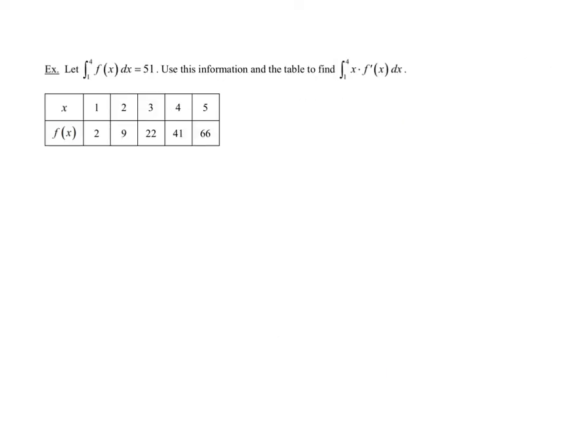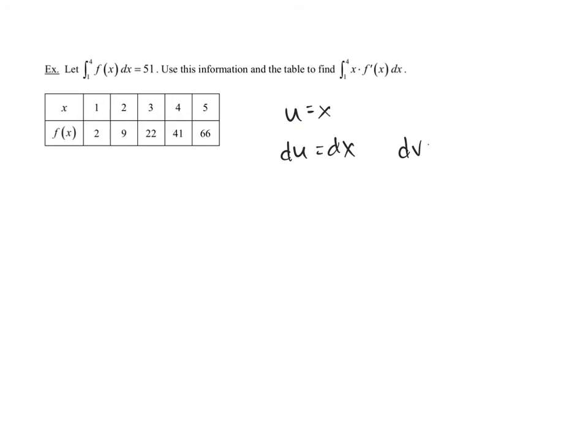Okay, on the next question, we have the integral from 1 to 4 of f of x dx is equal to 51. We want to use that information in the table to find the integral from 1 to 4 of x times f prime of x dx. And so once again, I'm not going to be able to use LIPET, but I do recognize that this is the product of two functions, x and f prime of x. So if I let u be equal to x, similar to the previous example, that means that my du is going to be dx.